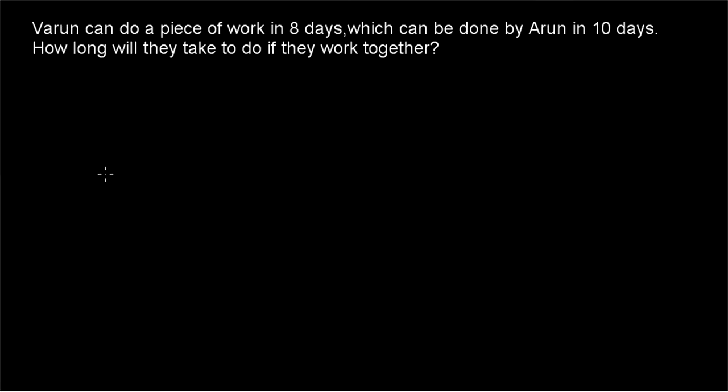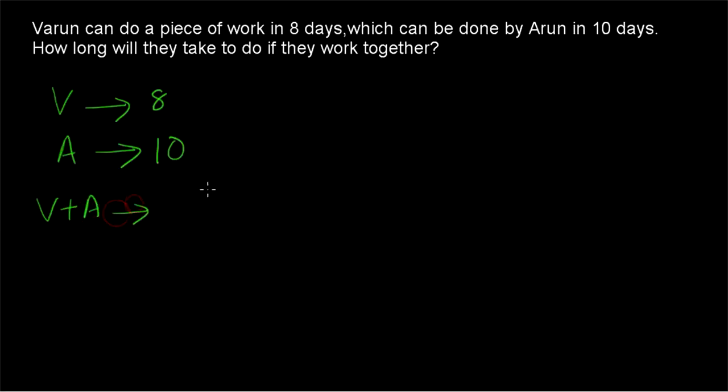Now let's go to example number 3. Varun can do a piece of work in 8 days which can be done by Arun in 10 days. How long will they take to do if they work together? So Varun is doing a piece of work in 8 days and Arun is doing the same piece of work in 10 days. So when Varun and Arun are working together, how many days will they take? So that's a question given.